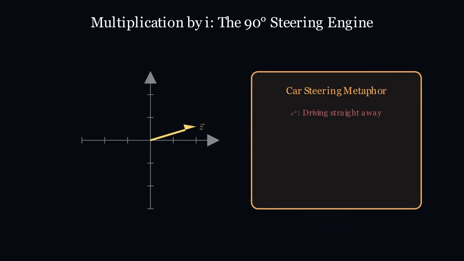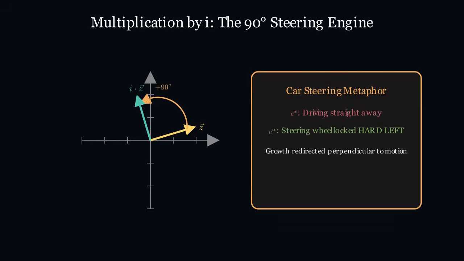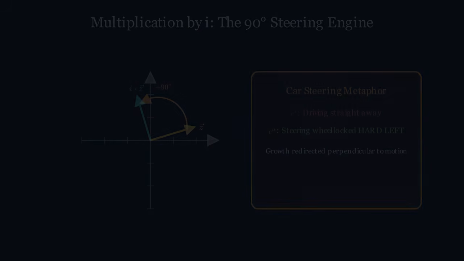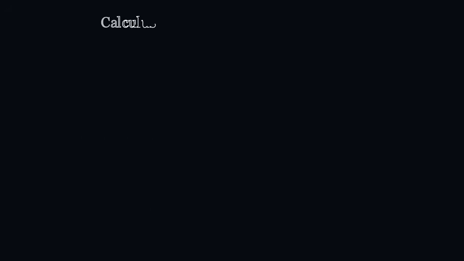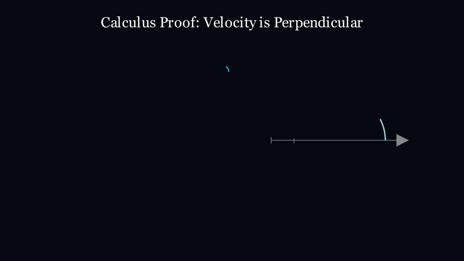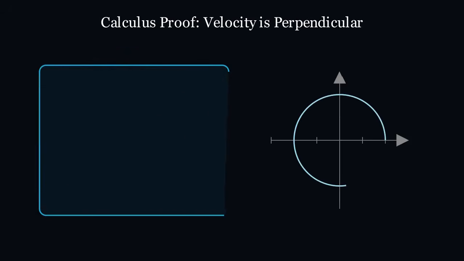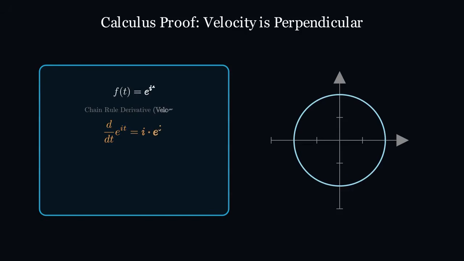But how exactly does this redirection prevent the magnitude from increasing even a little bit? Let's apply the chain rule to the expression f of t equals e to the it. The derivative, or the velocity of our point, is i e to the it. Notice the structure. The velocity is the current position, e to the it, multiplied by i. Since multiplying by i rotates a vector by 90 degrees, this means the velocity is always perpendicular to the position vector. If your velocity is always at a right angle to your distance from the center, you can never move further away or closer to that center. You are stuck in a perfect orbit.